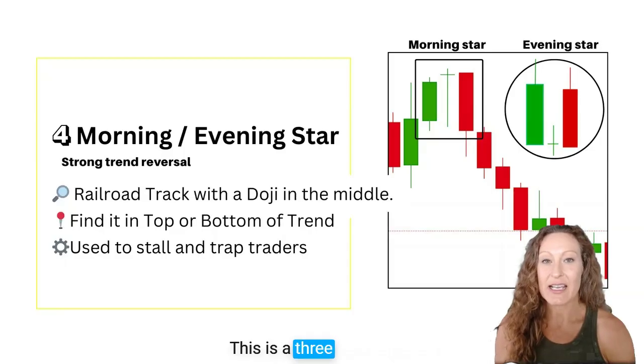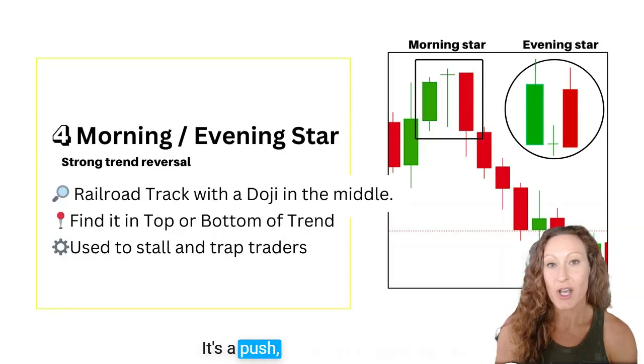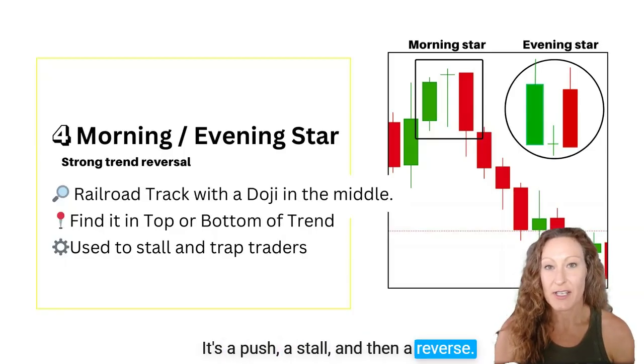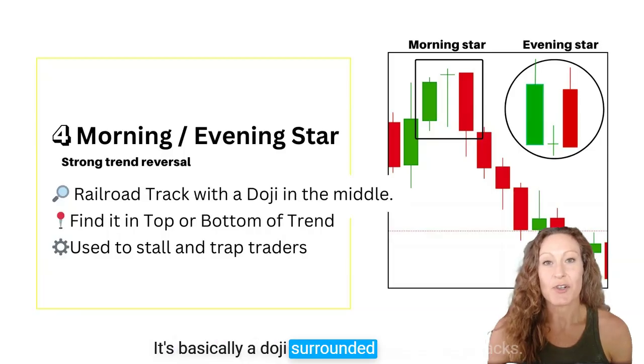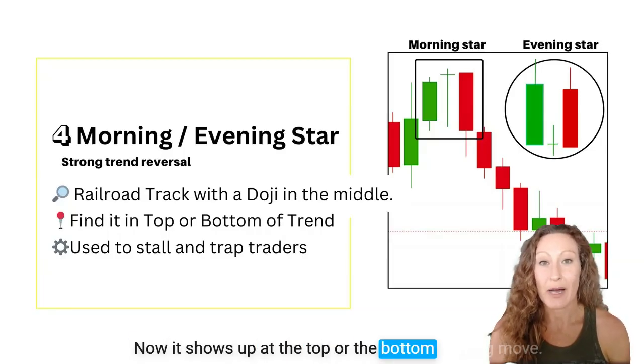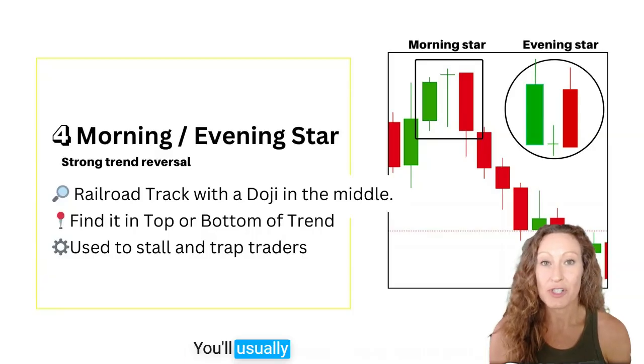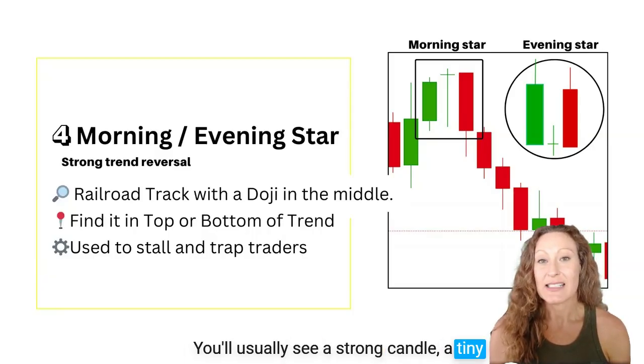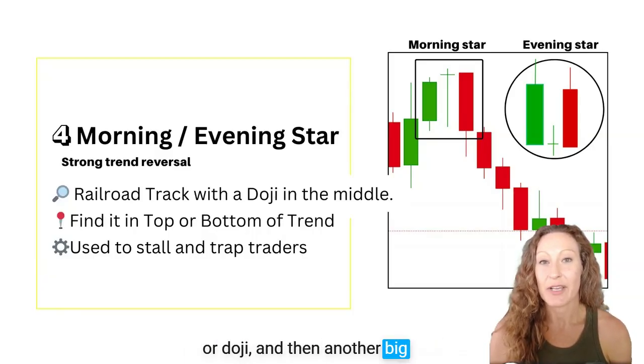Now let's look at the morning or evening star. This is a 3-candle pattern. It's a push, a stall, and then a reverse. It's basically a doji surrounded by railroad tracks. Now it shows up at the top or the bottom of a big move. You'll usually see a strong candle, a tiny candle or doji, and then another big reversal.